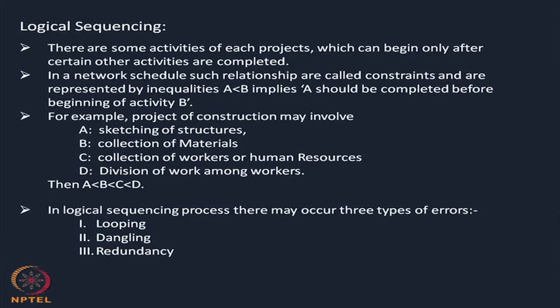So, any project can be divided into several activities, and the activities can be grouped, whether they can be performed sequentially, whether they can be performed parallelly, and what is the sequence, that is which activity has to be performed first, or which activity should be performed when this activity has been completed. So, this we call as the logical sequencing. Now, in the logical sequencing process, three types of errors may occur. What are the errors? One is looping, another one is dangling, another one is redundancy.